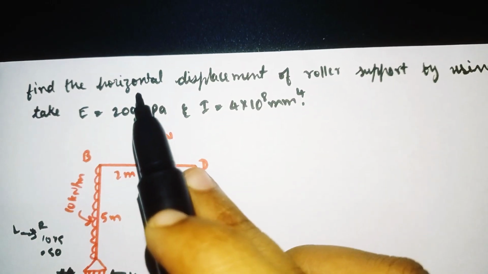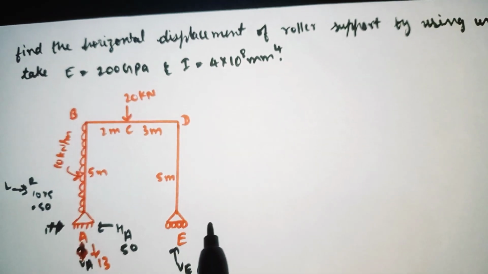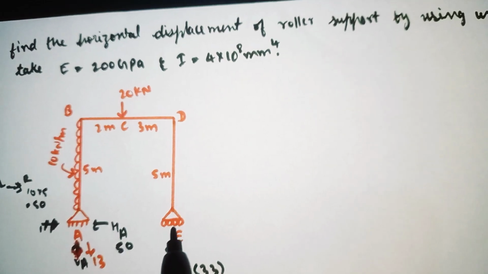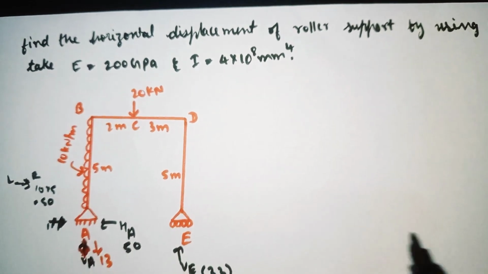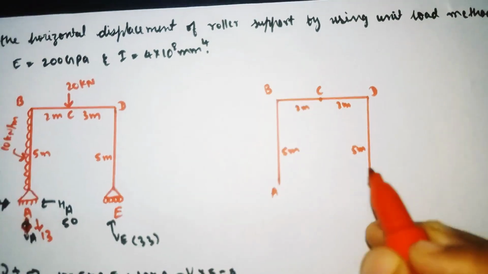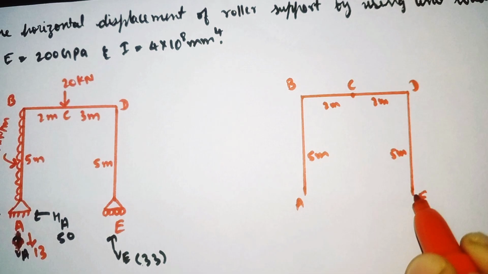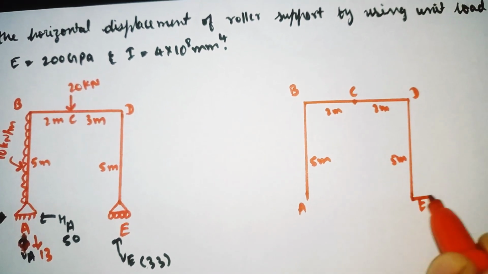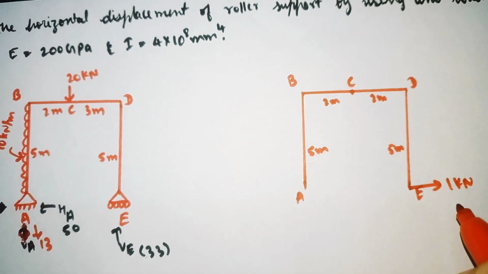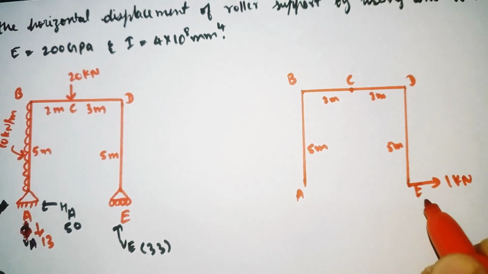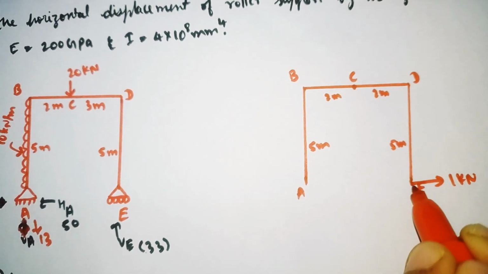They ask to find the horizontal displacement of the roller support. It means we need to apply a unit load of 1 kilonewton at the roller support. So we need to redraw the diagram by removing all the external loads. This is our redrawn diagram. Here at point E we need to apply the unit load of 1 kilonewton. They ask to find the horizontal displacement at point E, so that's why we apply the unit load of 1 kilonewton at support E.